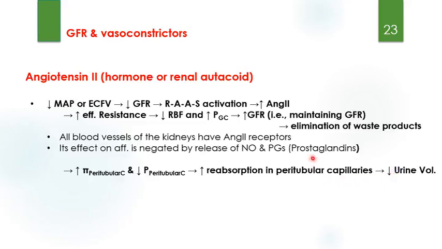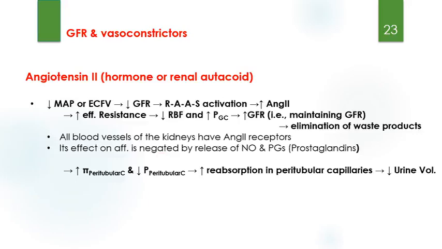But a question may appear here: why can angiotensin II, which is a vasoconstrictor, not constrict the afferent arteriole? The afferent arteriole also has the receptor for angiotensin II. And all blood vessels of the kidneys have angiotensin II receptors. But it is due to the presence of nitric oxide and prostaglandins. Both of them play a role at the level of the afferent arteriole and dilate the afferent arteriole and negate the effect of angiotensin II on the afferent arteriole.